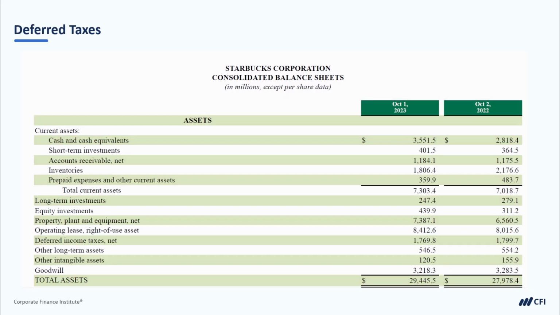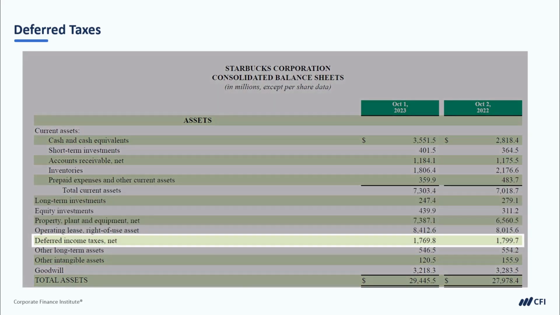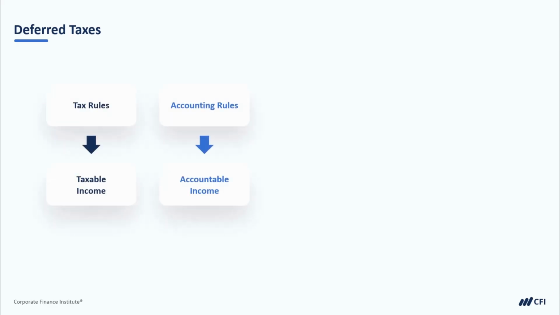Now let's turn to deferred taxes. So here we see on Starbucks' balance sheet under non-current assets, a deferred income tax line item of $1,769.8 billion. So what are deferred taxes? Well, deferred taxes can be a non-current asset or a non-current liability. The easiest way to explain them is related to tax rules versus accounting rules.